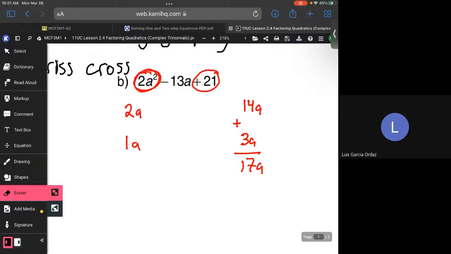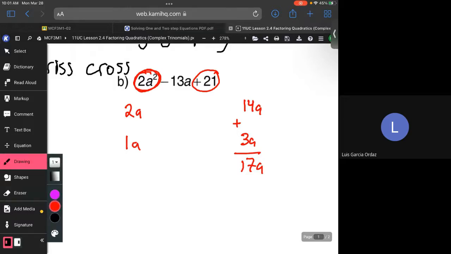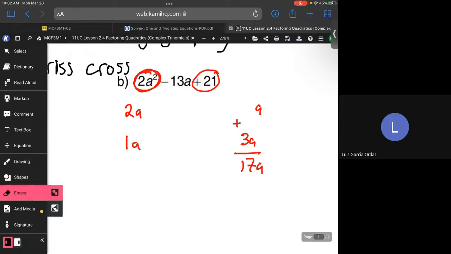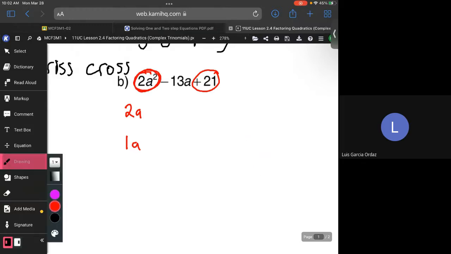Okay. Can anyone give me two other numbers that multiply to give positive 21? Nope. So there's only 7 and 3, and 1 and 21. So we then would have to use negative 7 and negative 3. Let's erase this one. Let's try negative 3 and negative 7.